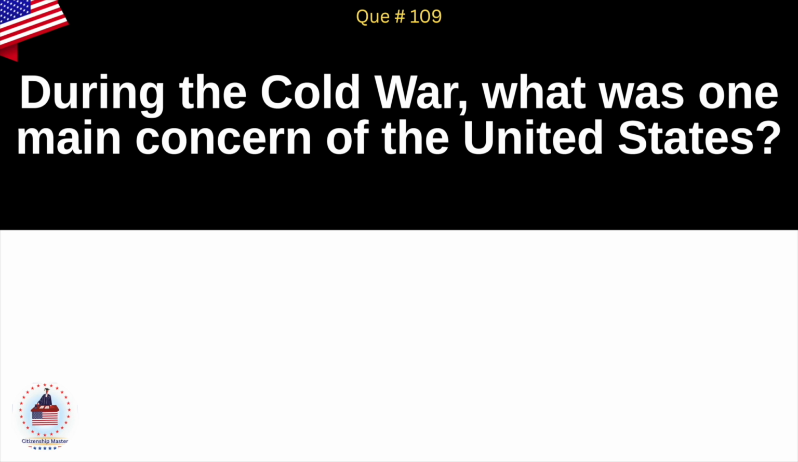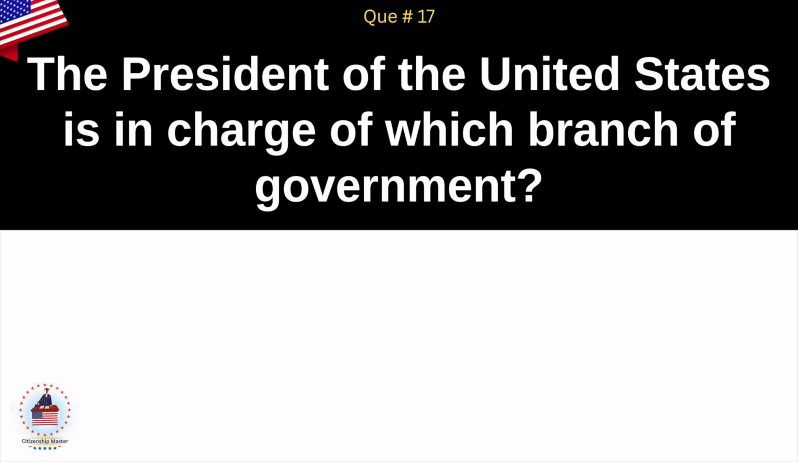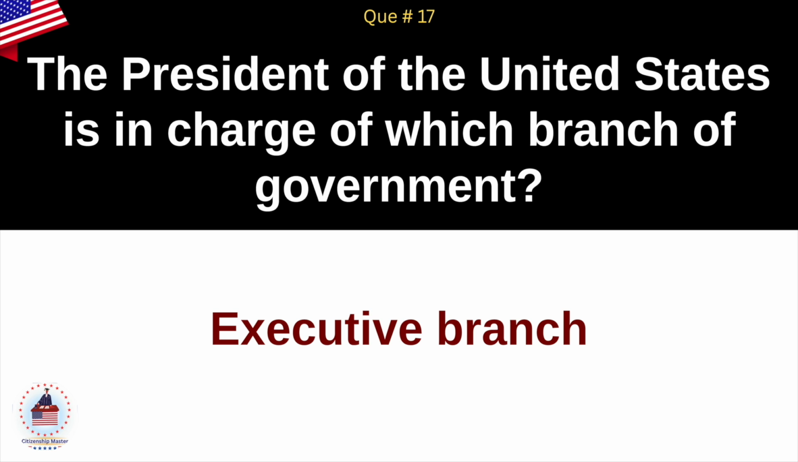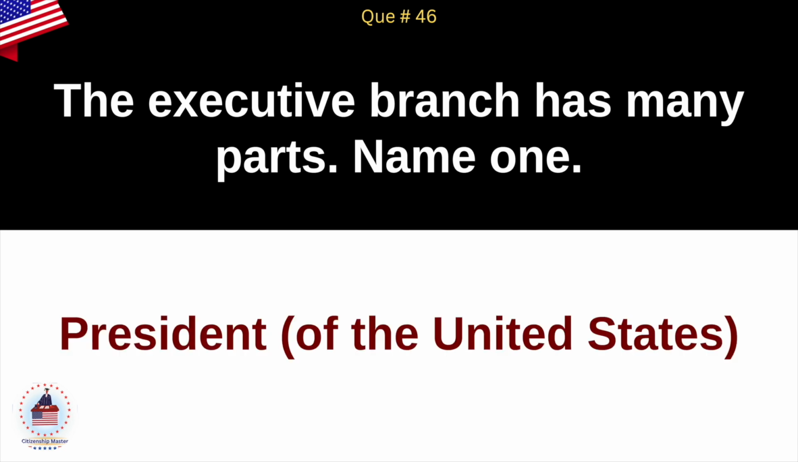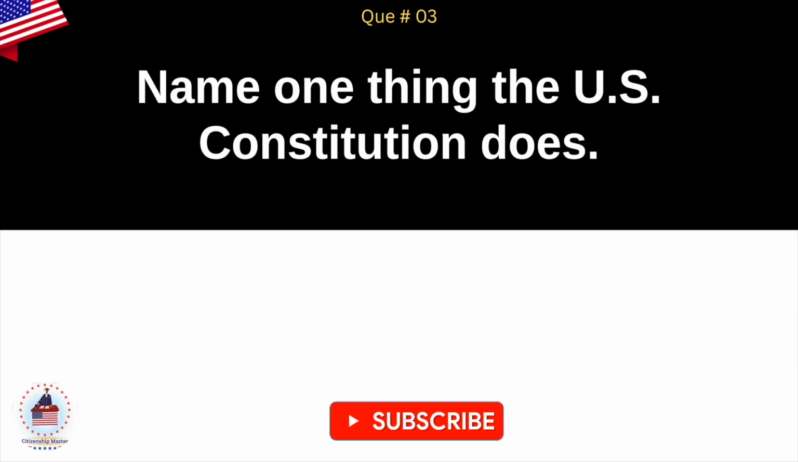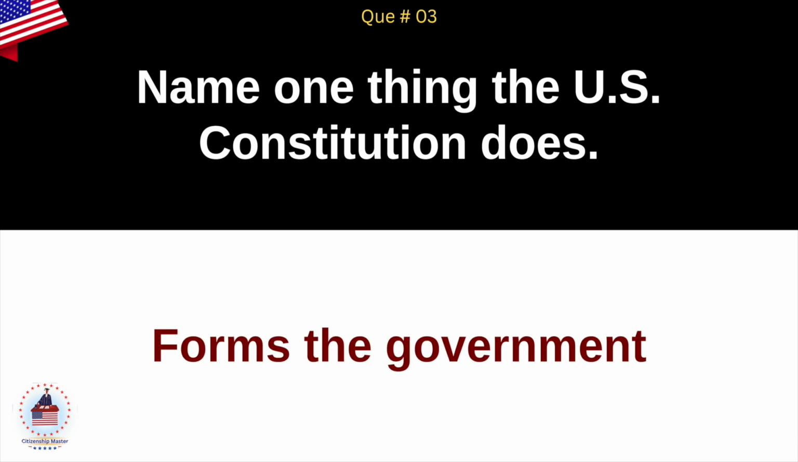During the Cold War, what was one main concern of the United States? Communism. The President of the United States is in charge of which branch of government? Executive branch. The executive branch has many parts. Name one. President of the United States. Name one thing the U.S. Constitution does. Forms the government.